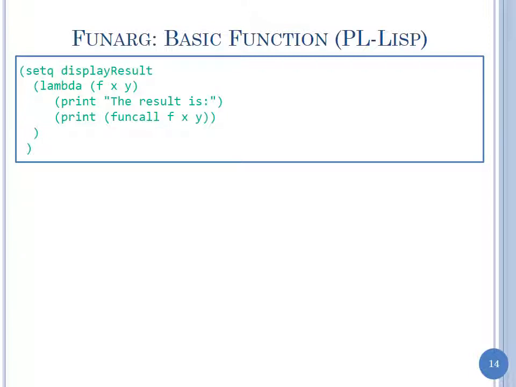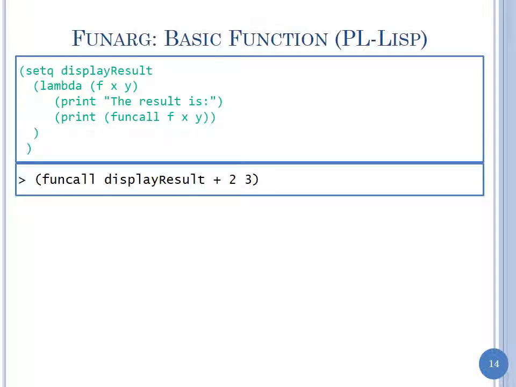So this is a functional argument, and here's how I'm calling it. Here's how I could try to call it: funcall display result plus 2, 3, just passing plus directly. We saw there was an error when we passed plus directly. What exactly is the error?